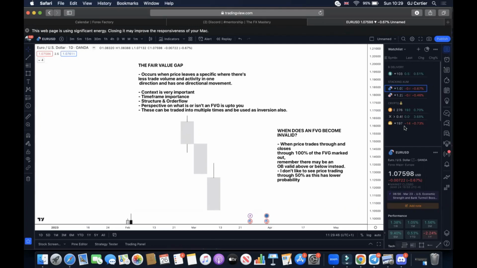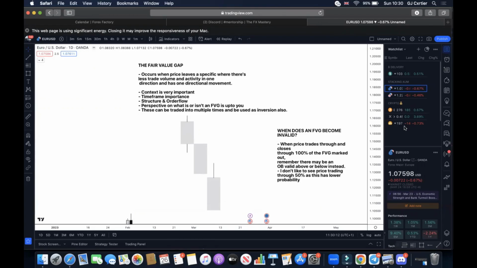The context is stuff like, has price previously taken out a level of liquidity? What time frame is the fair value gap showing on? I'd personally leave trading the 1 minute time frame for this. I'd personally use this on the 3 minutes plus, up to the weekly and monthly time frame. The higher the time frame, the more valid the FVG actually is.